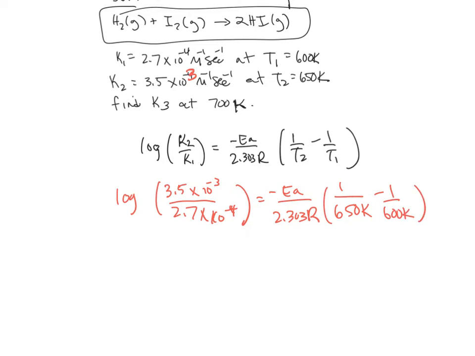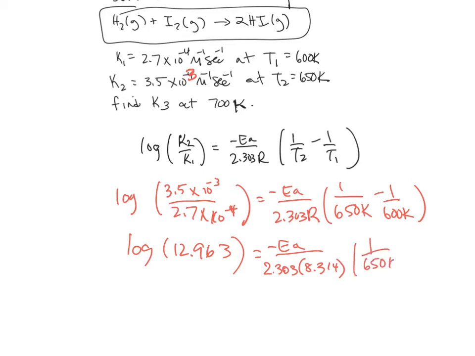And we can calculate the logarithm. I need to do this part right here, sorry. 3.5 E minus 3 divided by 2.7 E minus 4. That is equal to 12.963, and the logarithm of that will be negative EA over 2.303 times 8.314. I'll put the units in a minute there. Times 1 over 650 Kelvin minus 1 over 600 Kelvin.